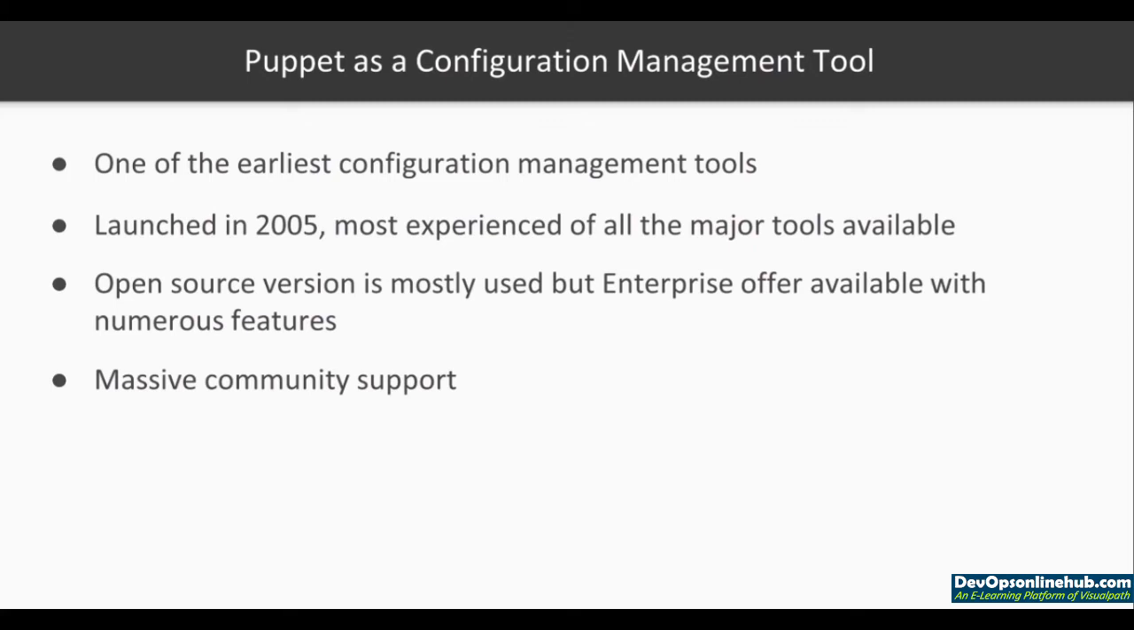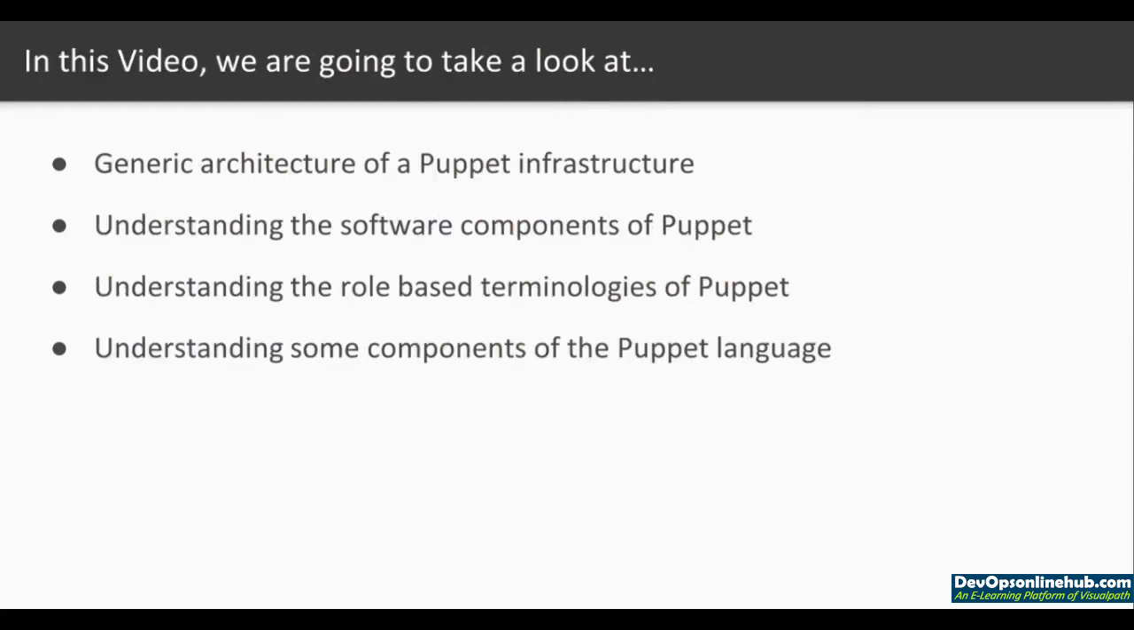Although the open source version of Puppet is mostly used by organizations, the enterprise version of Puppet boasts features such as high availability, orchestration, visualization, reporting, and much more with minimal effort of configuration. Puppet, being one of the most experienced tools available, has a massive community of code committers, public module creators, and online forums for help. Learn and get familiar with the various components and terminologies of the Puppet ecosystem. We will look at some of the most important components and get a generic understanding of the same.